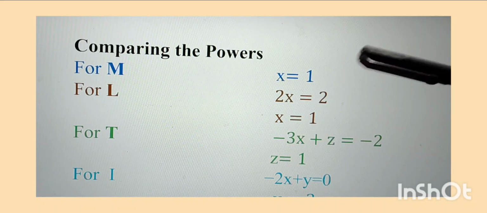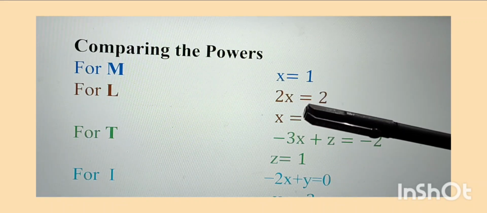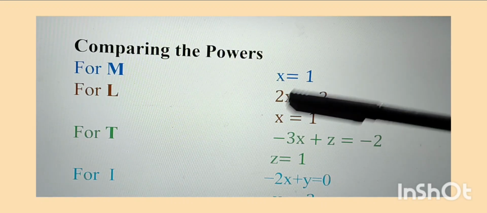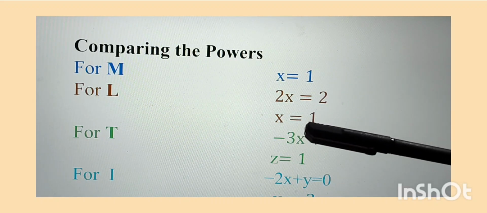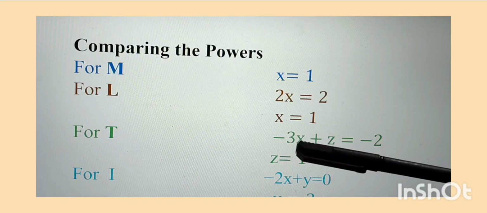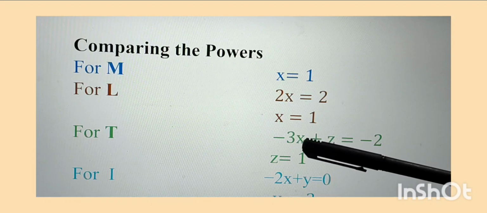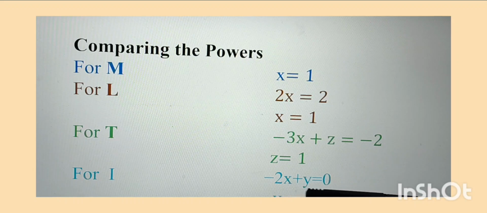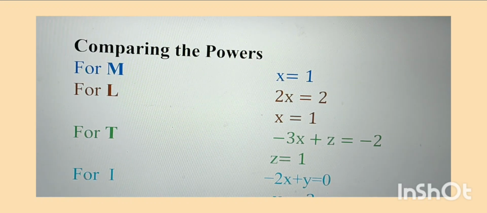First of all, for M we get X equal to 1, because left hand side dimension of M will be equal to the right hand side dimension of M, so X equals 1. For L, we get 2X equal to 2. So, from there, again we are getting X equal to 1. And for T, we get minus 3X plus Z equals minus 2. From there, we substitute the value of X and get Z equals 1. And for I, minus 2X plus Y equals 0, so that Y equals 2. So, these are the values of X, Y and Z.